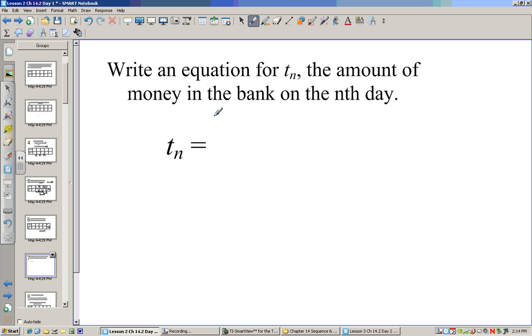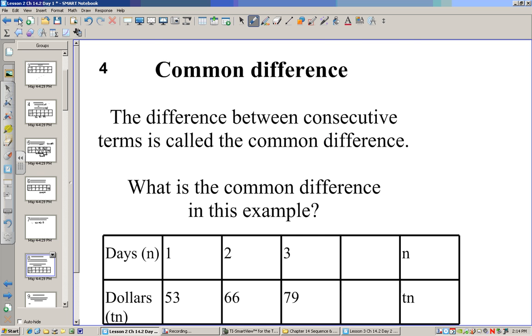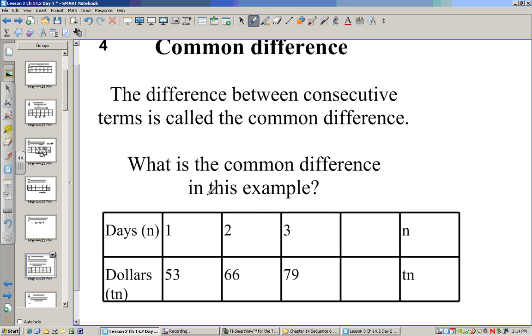So if I wanted to write an equation like we just did, we would take our base amount, which is 53. We want to add 13 each time by n minus 1 days. Now the common difference. The common difference is the difference between two consecutive terms, and here that common difference is 13.